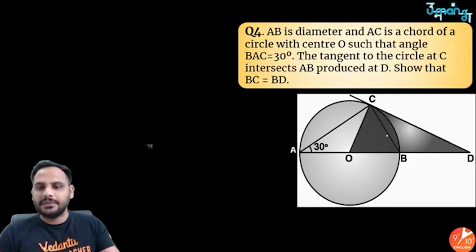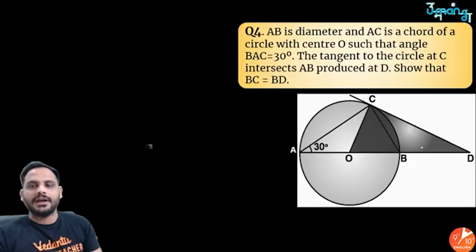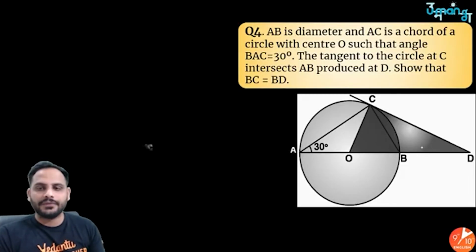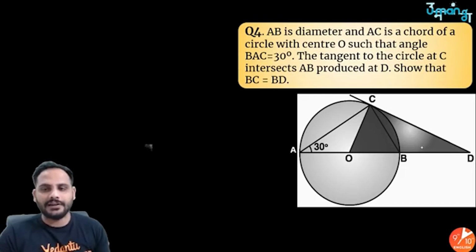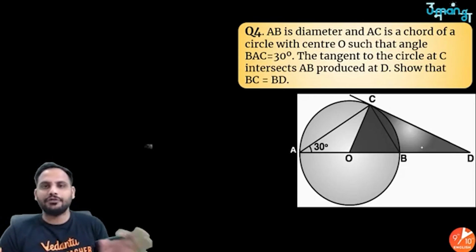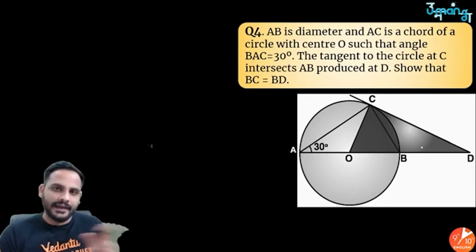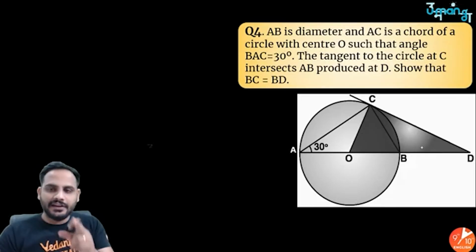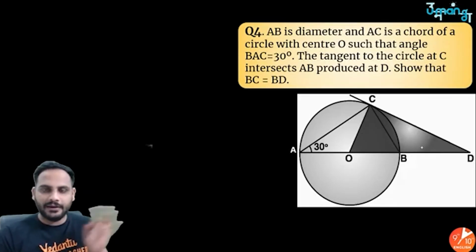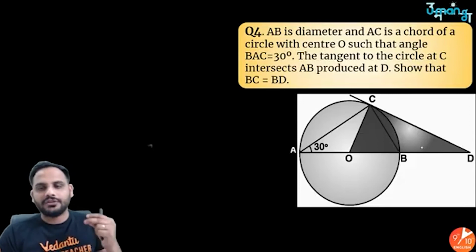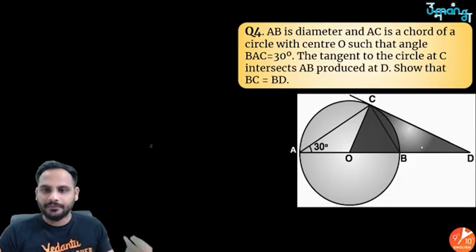Show that BC is equal to BD. Now look, I have to show BC equal to BD. So obviously, one way or the other, I have to play with the angles. If I prove that in triangle BCD two angles are equal, by the isosceles triangle property I can get BC equal to BD. So try to get as many angles as you can. Okay.